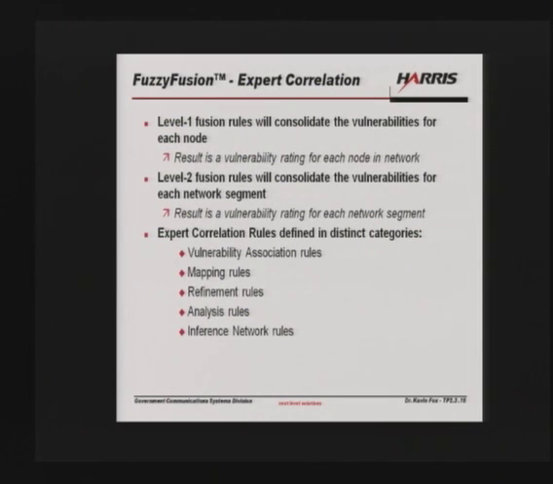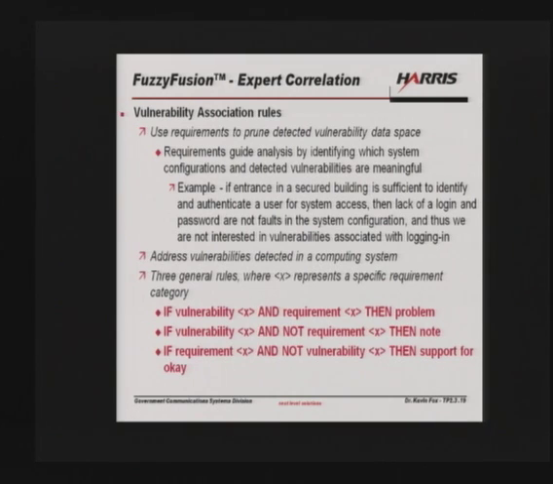So if I look at that, our level 1 rules were designed to give me a vulnerability rating for a single node. At level 2, I take all of the nodes on a network segment and integrate those. And I do those by running correlation rules. We divided the correlation rules into the categories listed on the slide. We had vulnerability association rules, meaning the vulnerabilities associated with a given node. We had mapping rules. Did we have the requirements in the right bucket? We had refinement rules, how we could better merge things, analysis rules, and rules that were necessary for the maintenance of the inference network.